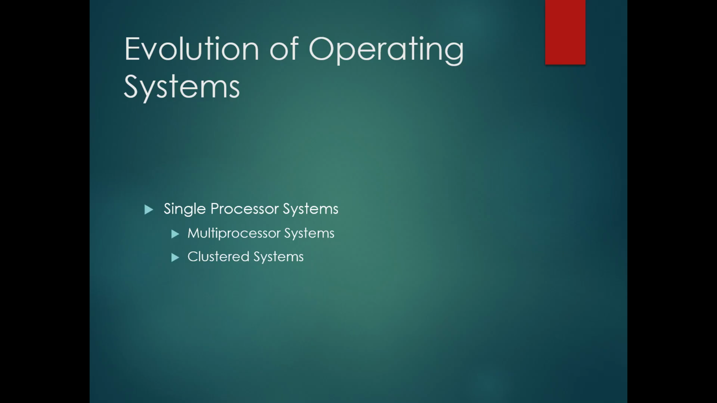The next one is evolution of operating systems. Operating systems have evolved over time. Initially, we had single processor systems. Later, came multi-processor systems for better performance. And finally, clustered systems were introduced for high availability and reliability.